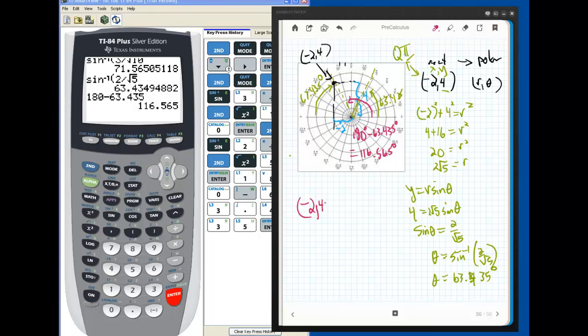-2, 4, remember this is xy, turns into what? 2 root 5, 116.565 degrees. Isn't that cool? That's a fun little piece of work. Okay? Now I know what you're saying.